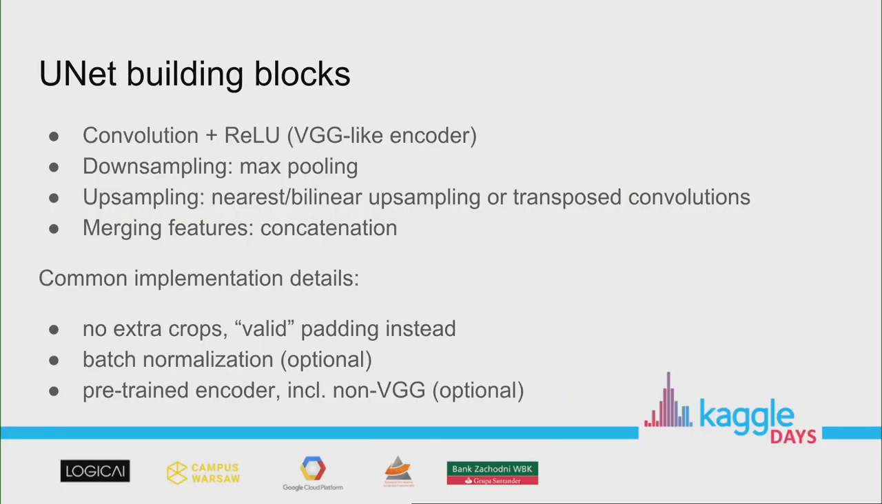Okay, so the basic building blocks, as we said, are convolution and ReLU, which gives us a VGG-like encoder. And as I said, it's common to not do any extra cropping and use padding everywhere. This way, the size remains the same. And you can also add batch normalization. You can use pre-trained networks, and we'll talk about these details in a minute.